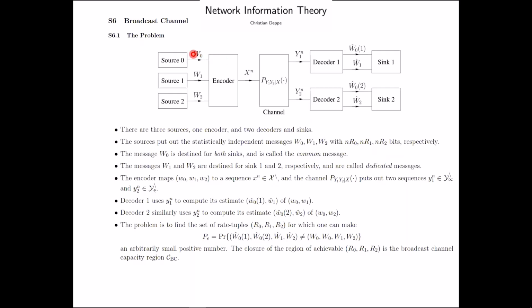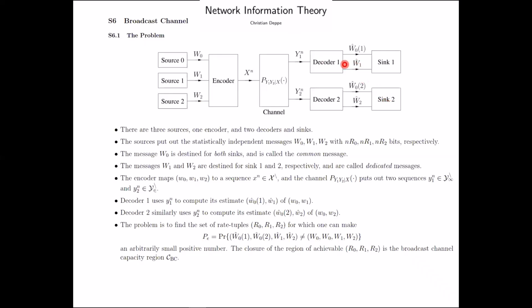So the message W0 is for both sinks, and it's called the common message. The messages W1 and W2 are for sink 1 and sink 2. That means W1 is for sink 1 and W2 is for sink 2. We call them dedicated messages.